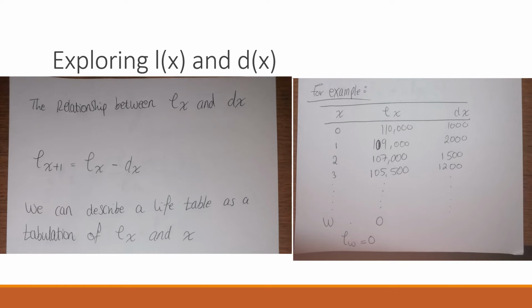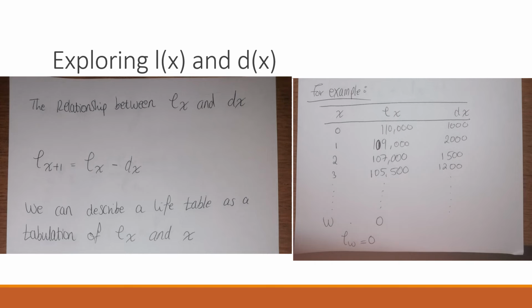We want to look at the relationship between Lx and Dx that we just looked at on the previous screen. In general, Lx+1 is Lx minus Dx. So if we wanted to find the number of lives still alive at age 21, we would take the number of lives alive at age 20 minus the number of lives that have died at age 20, and that would give us the total number of people still alive at age 21.